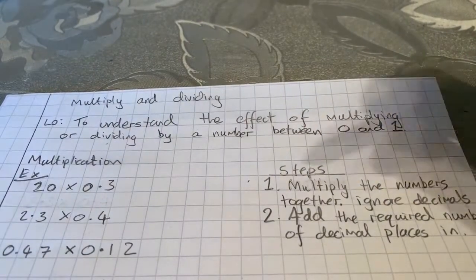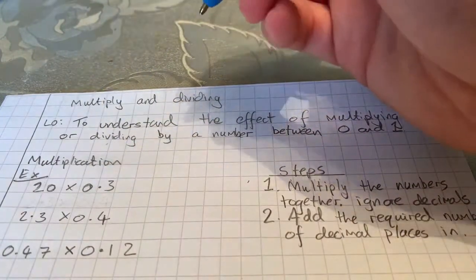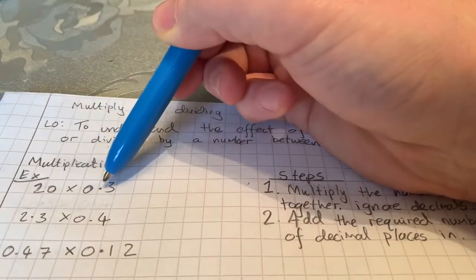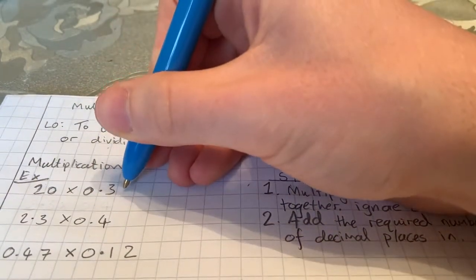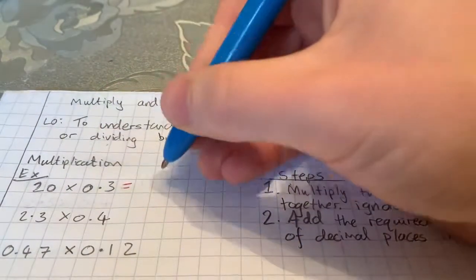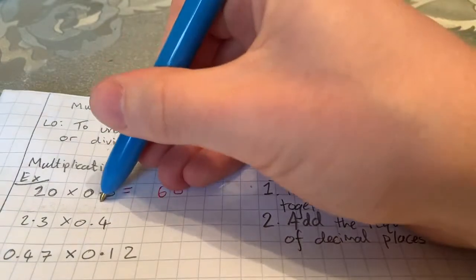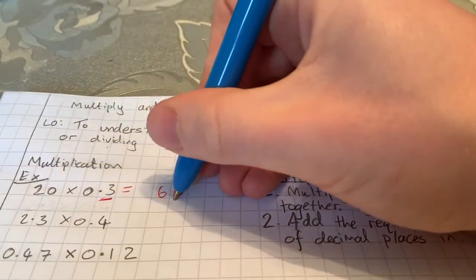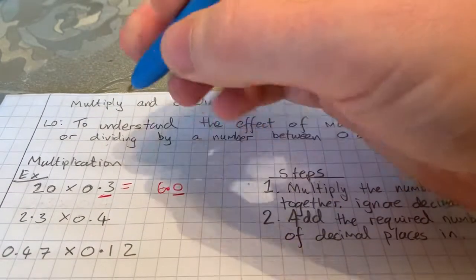If we have a look here, I'll do it with these examples so you can follow along. I'm going to multiply these numbers together, ignoring the decimals. So I'm going to do 20 multiplied by 3. 20 times 3 is 60. And as that has one decimal place, I'm going to add one decimal place to here, and the answer is just 6.